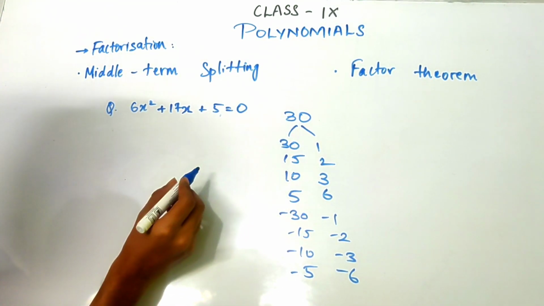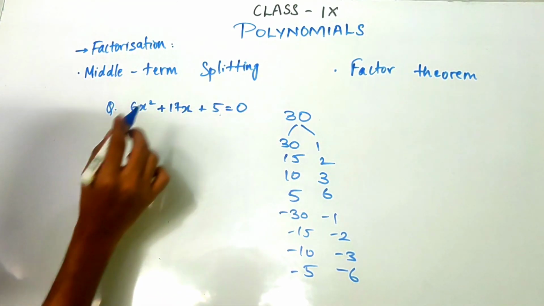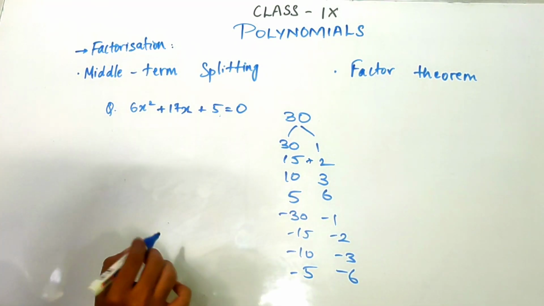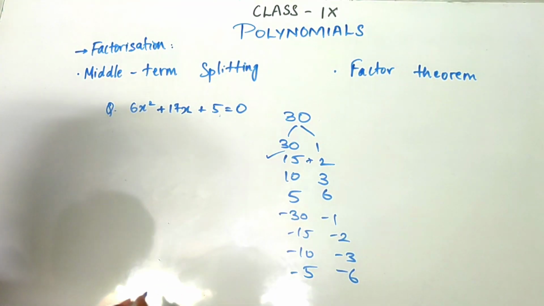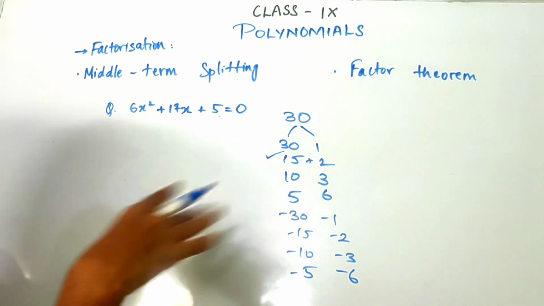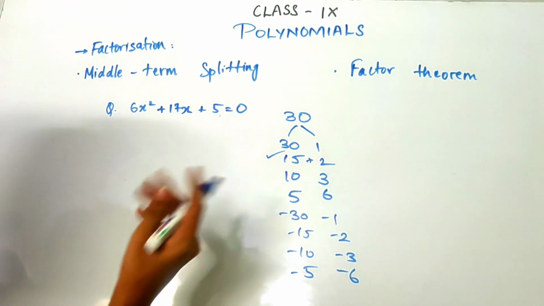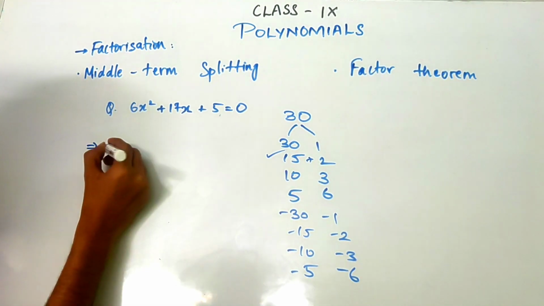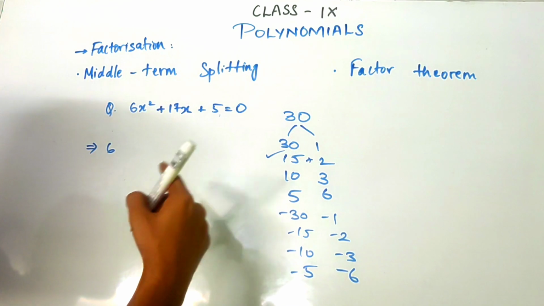So let us try 30 plus 1. 30 plus 1 will give us 31, which is not 17. We will try 15 plus 2. Well, 15 plus 2 is 17. Right, so we can choose this pair. Now we can either choose 15 plus 2 or 2 plus 15, because both are giving us the same result, 17. So now the second step was to split the middle term in terms of 15 and 2.